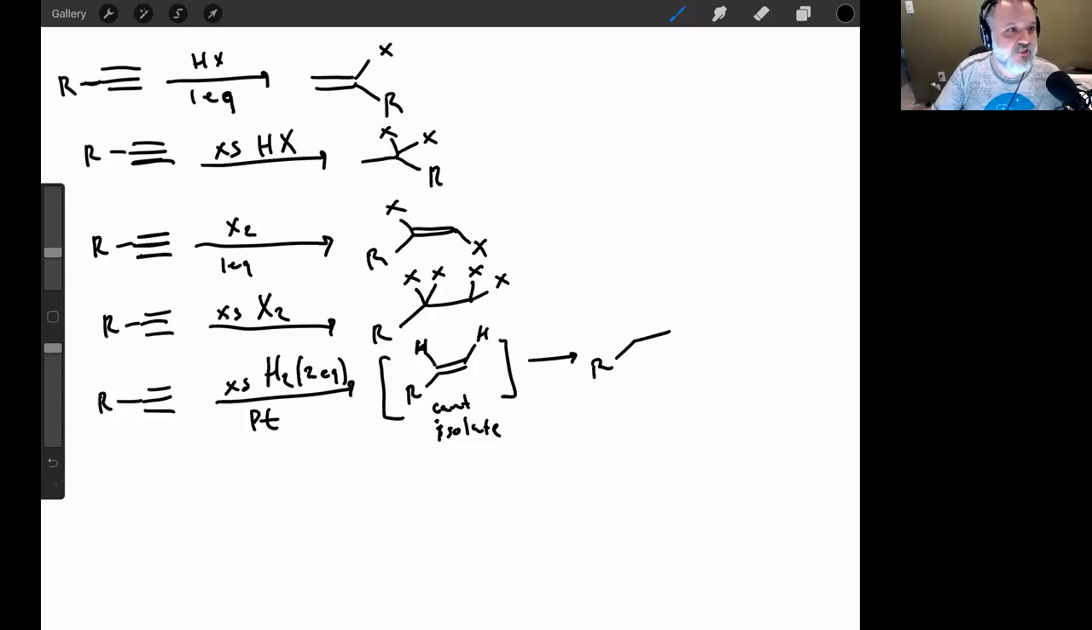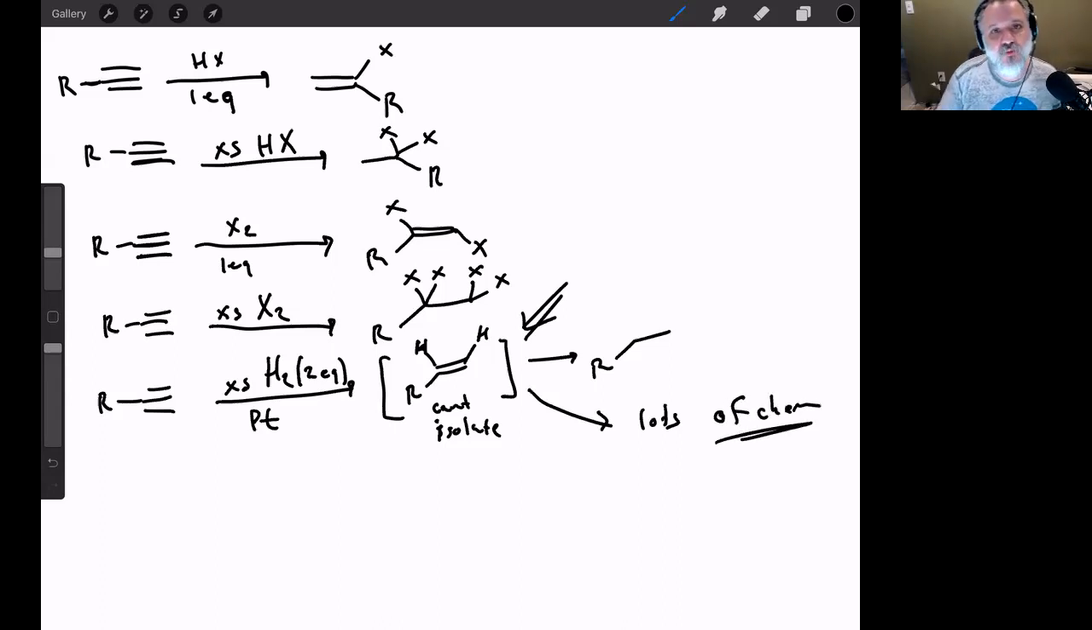The only other reactions that I introduced that I'm not going to spend a whole lot of time talking about were, well, if I can't isolate this double bond, what if I want the double bond? Because once you have a double bond, right, then you can do lots of chemistry.